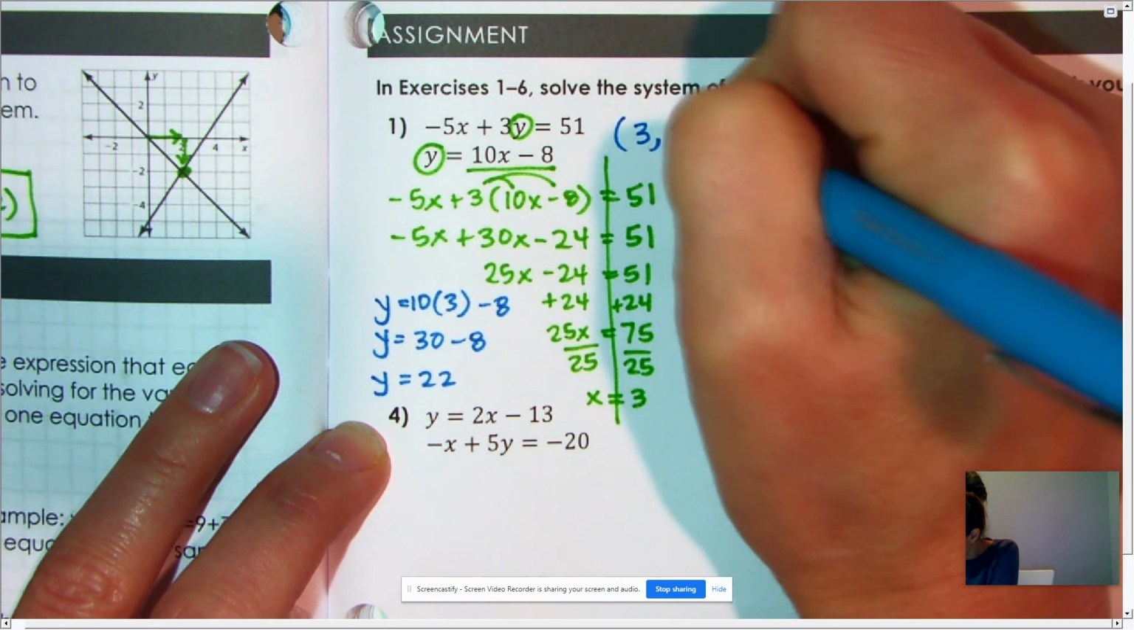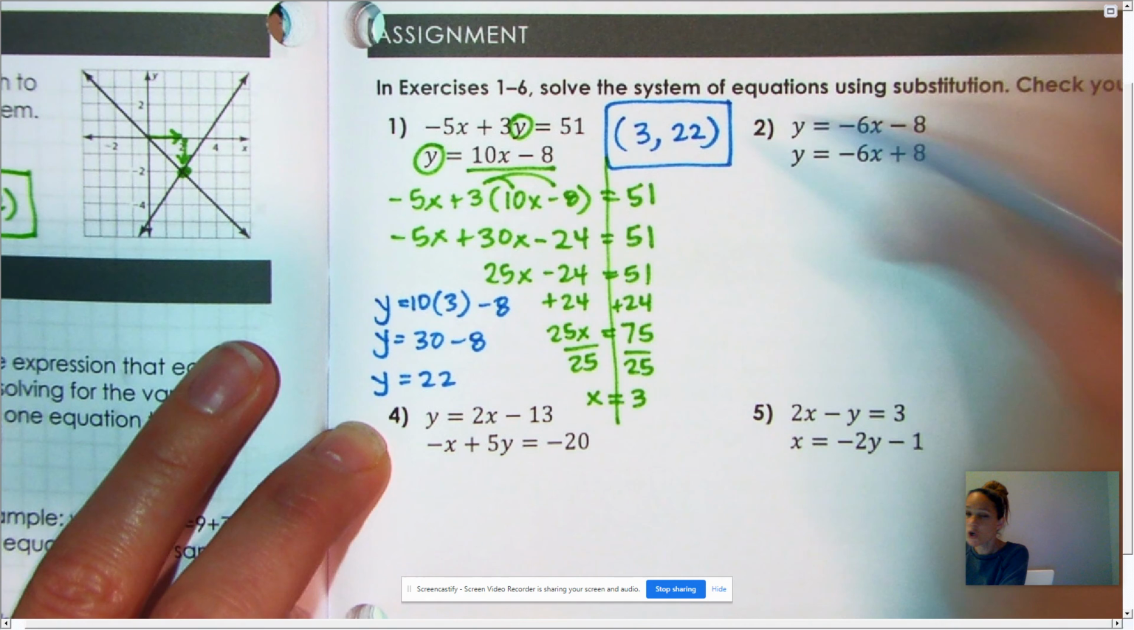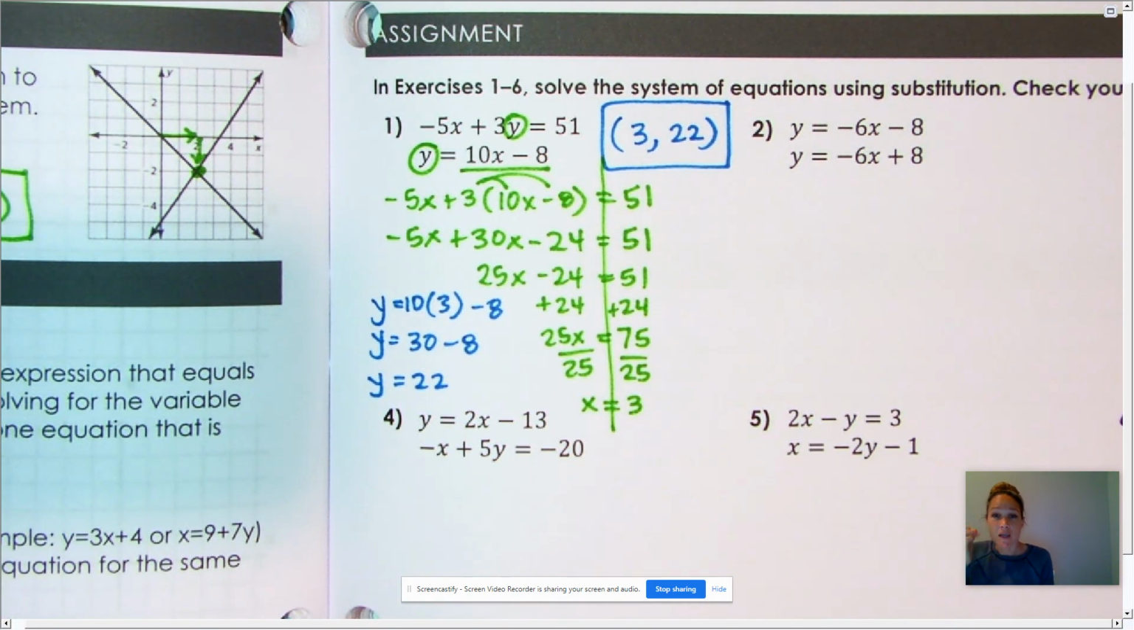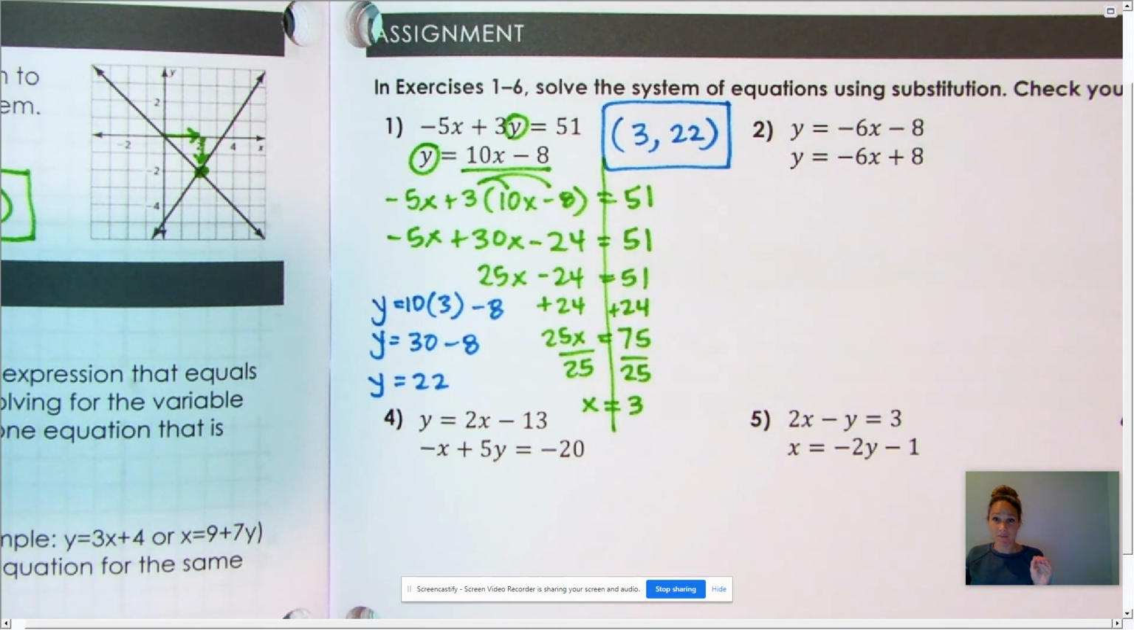Remember, though, that when we write our final answer, we write it as an ordered pair, 3, 22. Remember for your homework, you guys, when you do these problems, you cannot just put the answer and then just think you're going to get full credit. You have to show a picture of all your work. That's how you get half of your points, is for showing the work.